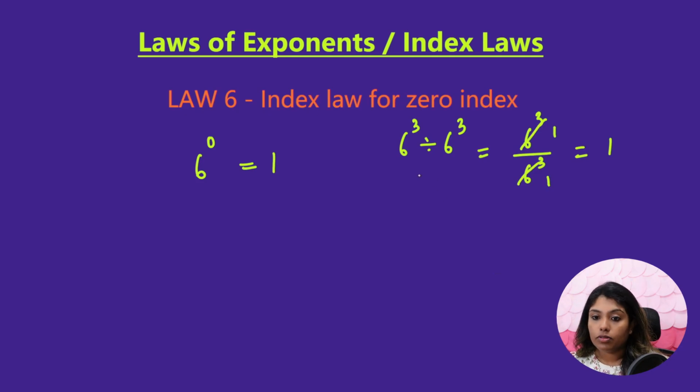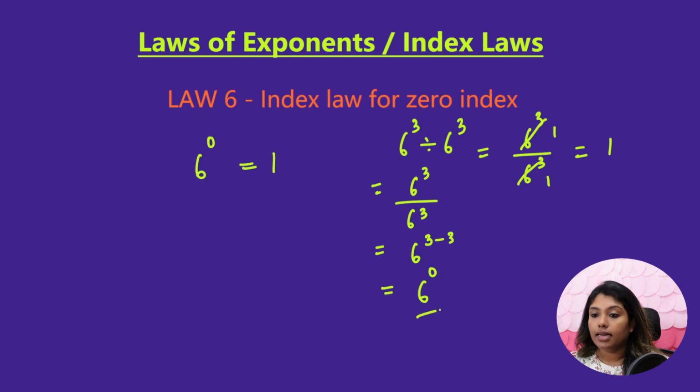Now we are going to apply laws of index and then see if this works. Okay, this is one way of doing. The other way of simplifying this is 6 to the power of 3 over 6 to the power of 3. You can apply the second law of index, which says if you have the base same, you can subtract the powers, the exponents when you have division. So that gives you 3 minus 3, which eventually gives you 6 to the power of 0.